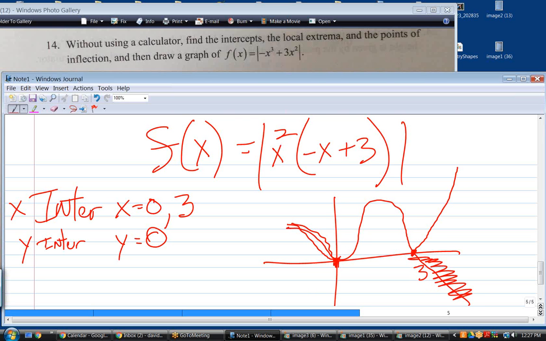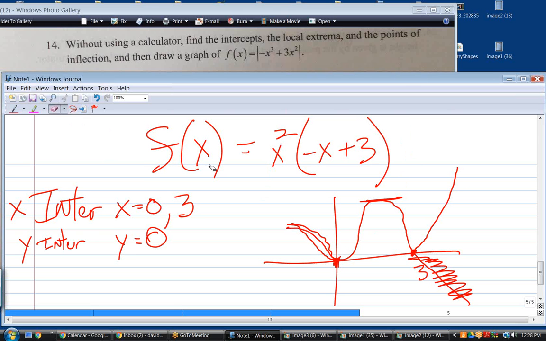At 0 and 3. Okay, that's two local minimums. Now, in order to find that, what am I going to do? In other words, I need the local maximum also. You set the derivative greater than 0 or equal to 0? Correct, and I can ignore the absolute value because I'm in the place of the function where the absolute value isn't going to matter. Okay.